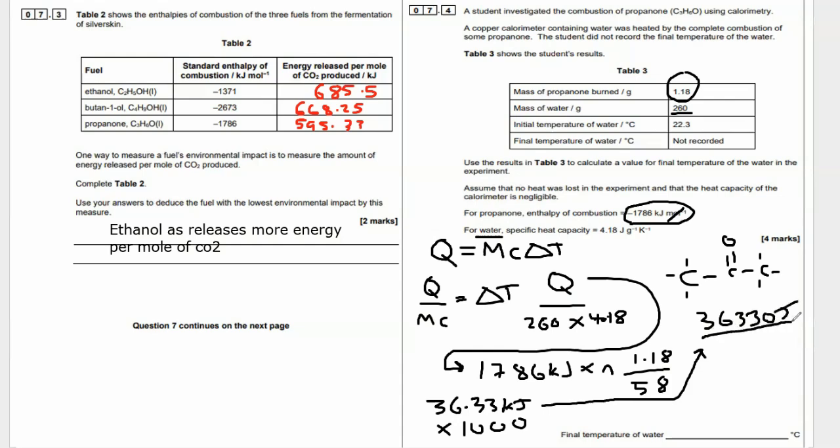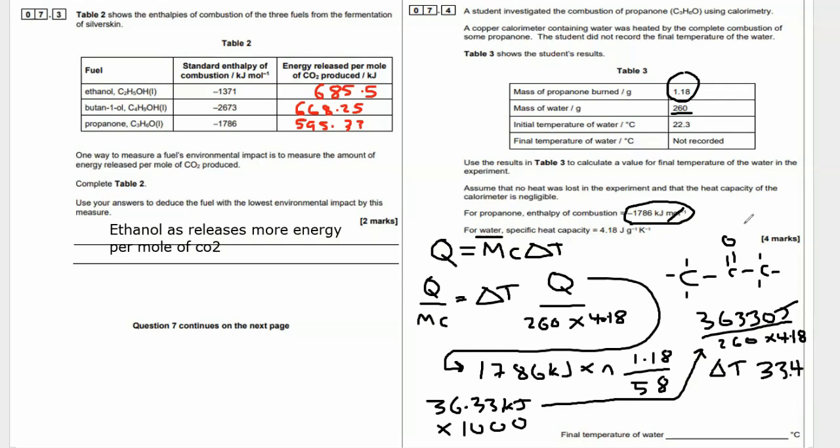Let's whack that over the top of 260 times 4.18. Oh my gosh, my brain is not working properly at all today. Put that into the calculator, and then we are going to get delta T. I'm really trying here to squeeze this all in. Delta T is 33.4. That's our change in temp.